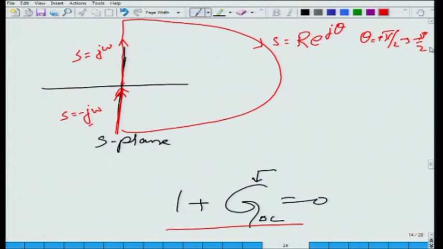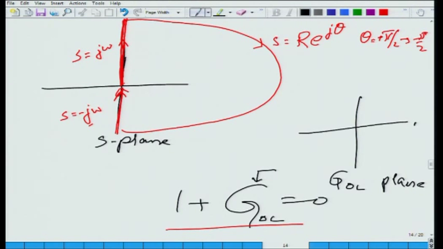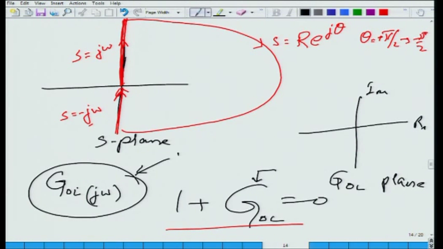Okay. As S is going along this curve, as S is going along this straight line, S equal to j omega, in the G plane, this is the G open loop plane. Real part, imaginary part. As S is going along j omega, this part, what I will get is G open loop will be nothing but G open loop at S equal to j omega. So, this part is nothing but the Nyquist plot.